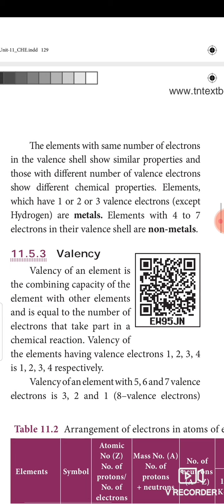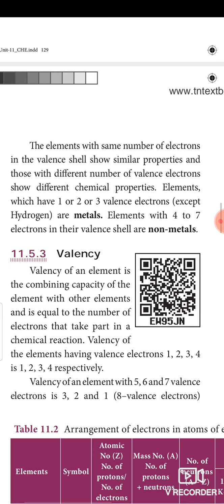Let's know about valency. Valency of an element is the combining capacity of the element with other elements and is equal to the number of electrons that take part in a chemical reaction. The valency of an element having 1, 2, 3 valence electrons is respectively 1, 2, 3. If the element has valence electrons like 5, 6, 7, then their valency is 3, 2, 1 respectively. That is, if there are 5 electrons in the outermost orbit, the outermost shell is the valence shell and the outermost electrons are valence electrons, but its valency is 3.